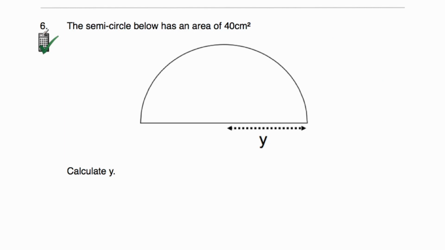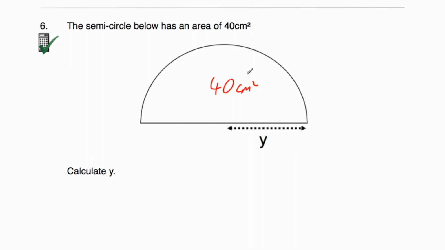Okay, let's have a look at question number 6. So question number 6, we've been given a semicircle. This semicircle below has an area of 40 centimeters squared. So the area of the semicircle is 40 centimeters squared. And we've been asked to calculate y, which is the radius of the base of the semicircle.